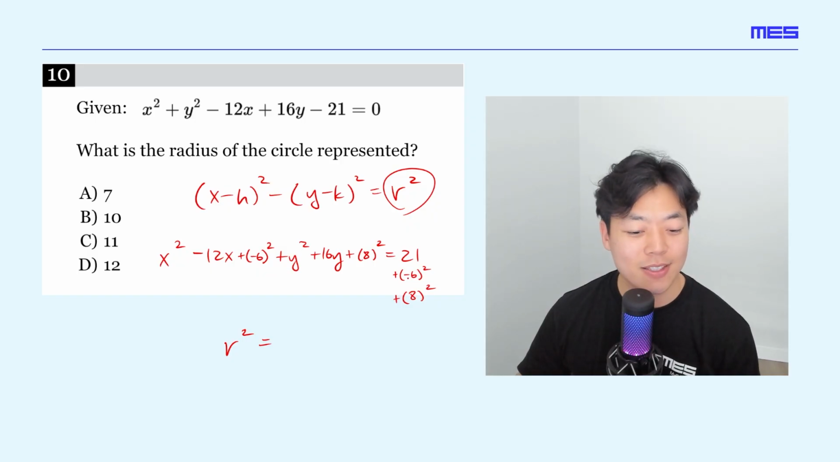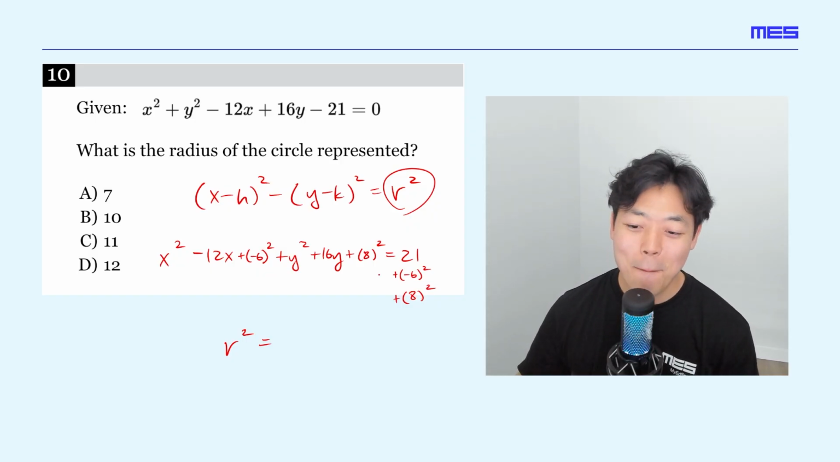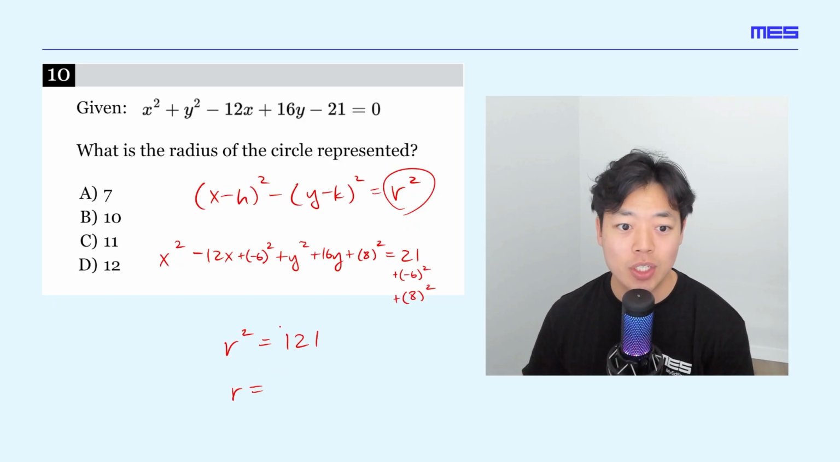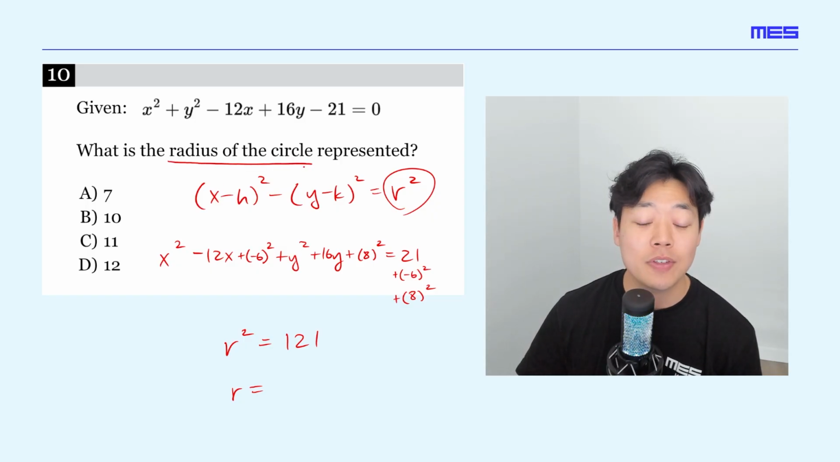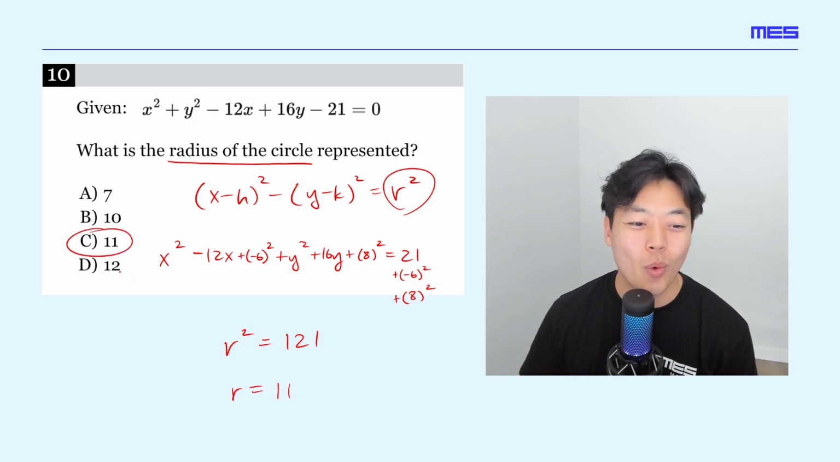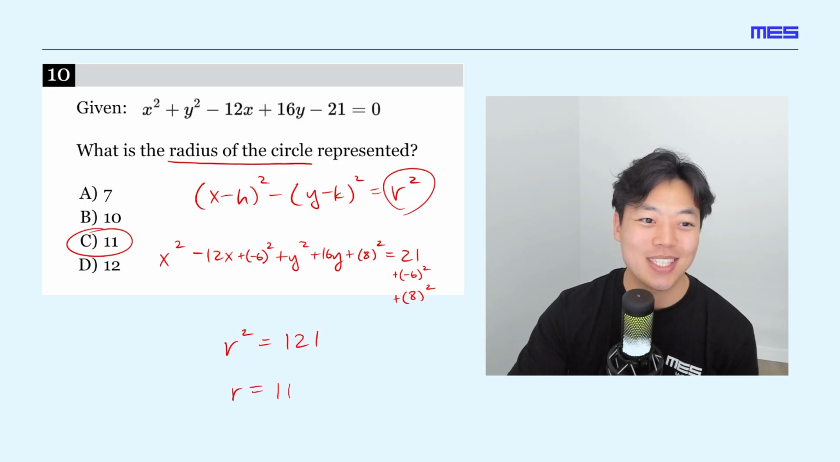64 plus 36, very convenient. That gives us 100, plus that 21 gives me a 121. When I take the square root of both sides of an equation, I need to consider both the positive and negative version. However, when we're talking about the radius of a circle, only the positive matters because we're talking about distances here. So the radius is 11. It would have been cool if 121 was an answer choice here. That would have been a trap answer choice.